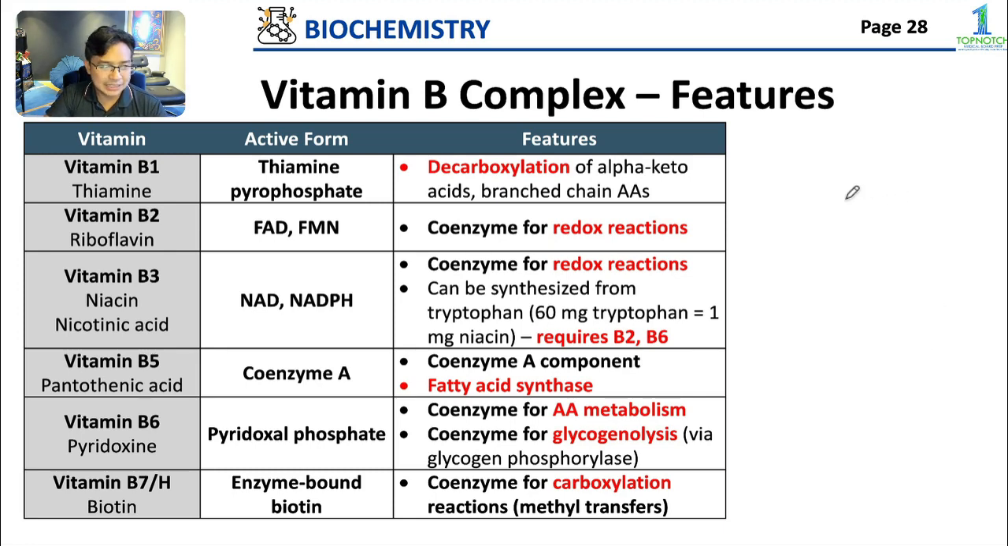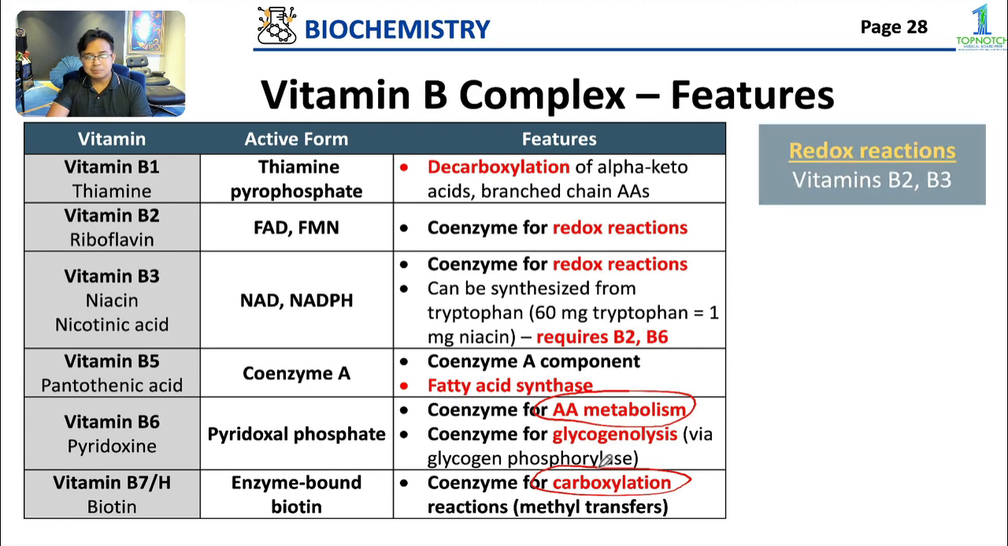B1 is for decarboxylation, B2 and B3 for redox reactions, B5 for fatty acid synthase and a component of coenzyme A, B6 is mainly for amino acid metabolism, and a coenzyme for glycogenolysis, specifically for glycogen phosphorylase. And B7 or H for carboxylation transfers.